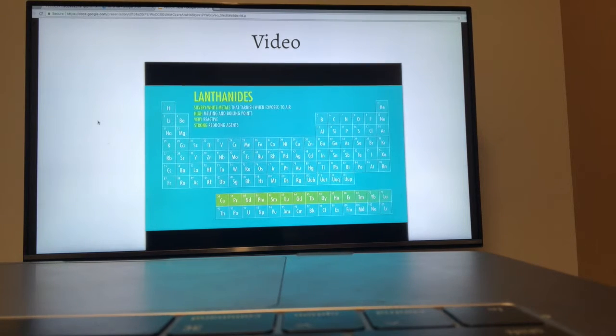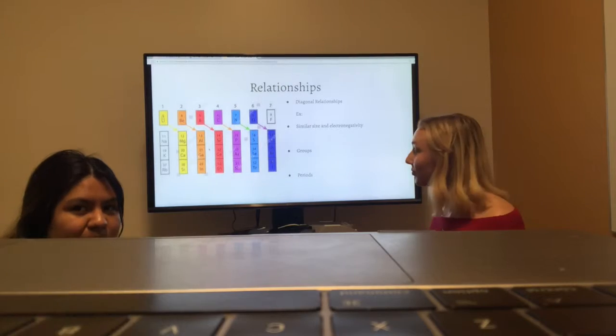Down below, in their own little island, are the lanthanides and actinides, metals that were largely undiscovered in Mendeleev's day because they're so similar that it's next to impossible.